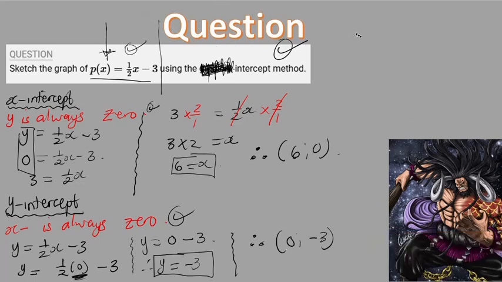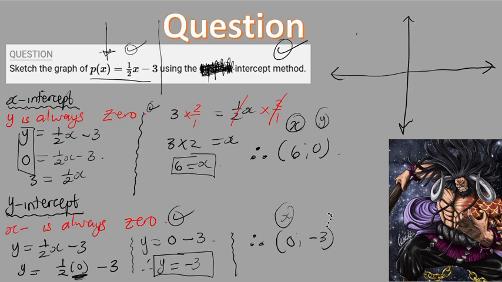So now I'm going to draw a Cartesian plane quickly. Like that. Right. So, what do I need? I need an x value of 6, a y value of 0. I need an x value of 0 and a y value of negative 3. All right. So let's start with the highest values.